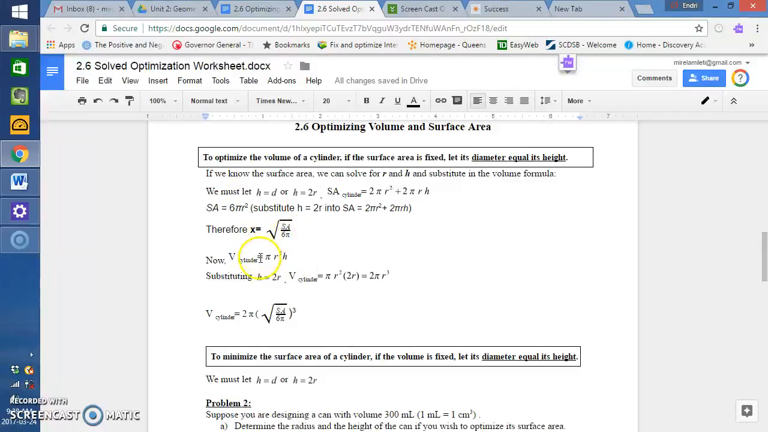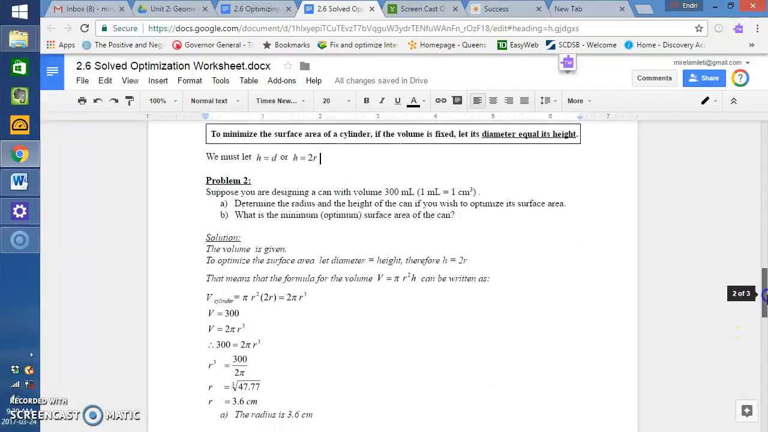We're going to substitute that into the formula for the volume of the cylinder, which is pi r squared h. Again, substituting r instead of h, the new formula for the volume will be 2 pi r cubed. Since we figured out the value of r, which we assigned to x up here, the new formula for the volume will be 2 pi times the square root of surface area over 6 pi, all cubed.